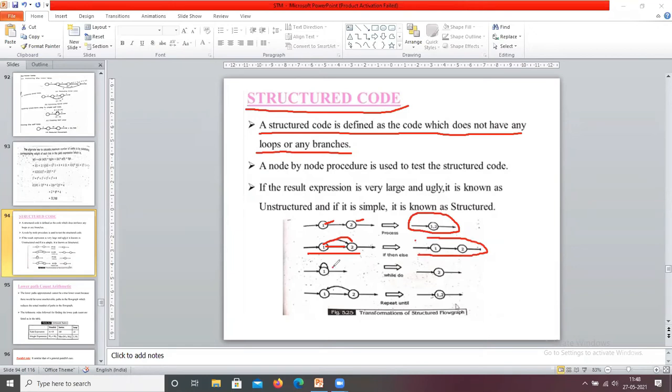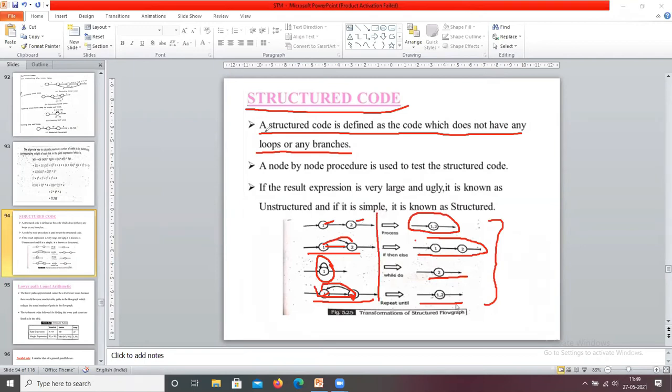So this is the loop. It changes like this, and this is the repeat until. That means it goes to the second node, and after that it comes again to the first node. It changes like this. So node 1, 2. This is the transformation of the structured flow graph. Actually these are the flow graphs.